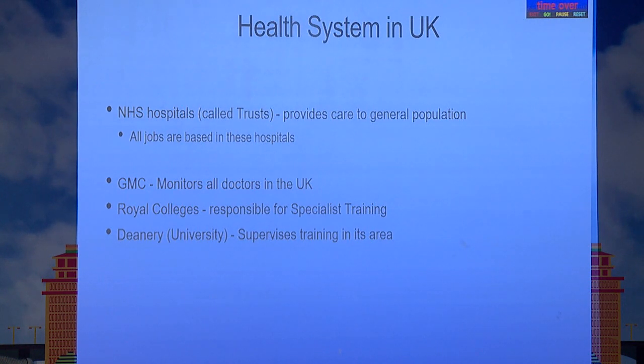And then each area in the hospital, there is a deanery. In my area, I work in Lincolnshire, and so it's the Trent deanery, which is Leicester and Nottingham. So all the trainees, SPRs, in ophthalmology and in all other branches, are all overseen by the deanery. So there are three regulatory bodies which supervise our work, and then we work in the NHS hospital.